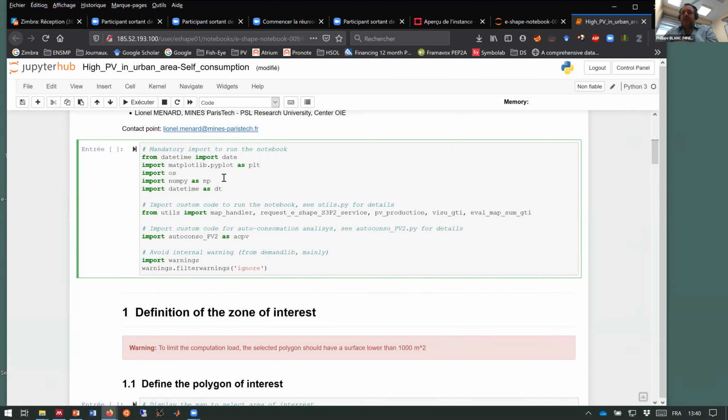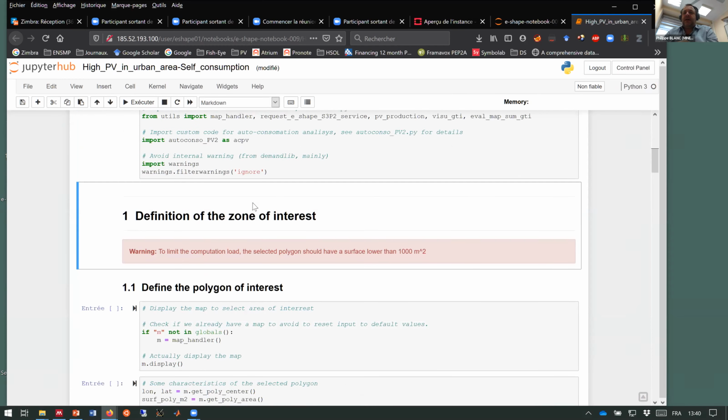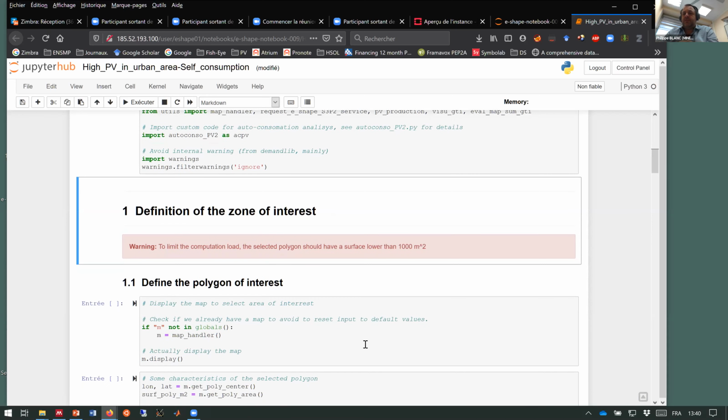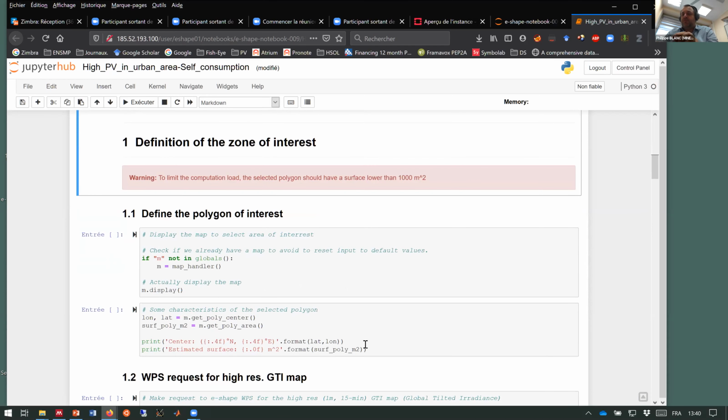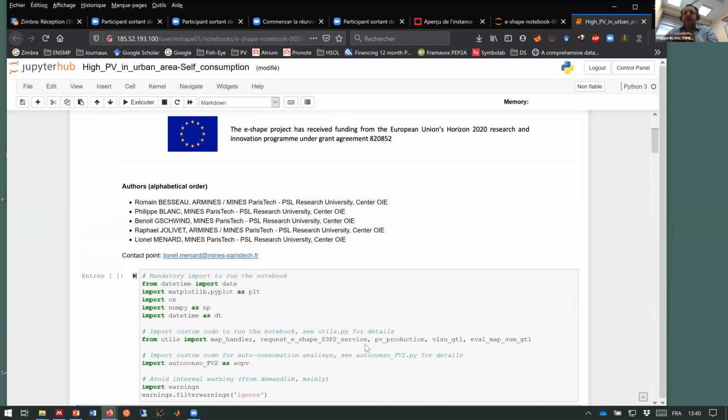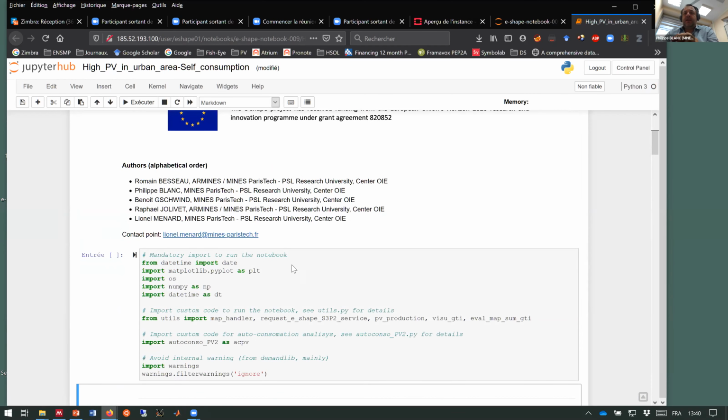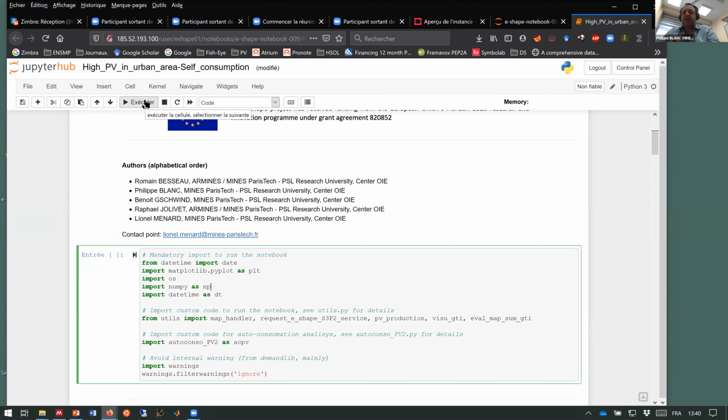And for that, I will explain this afterwards. And you have some cells that are only some nice text, and there is nothing to do. And you have some cells that are providing some outputs. So each cell can be run cell by cell using this button. So it's "Exécuter" in French.